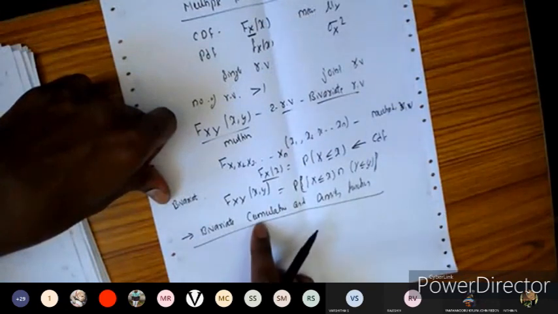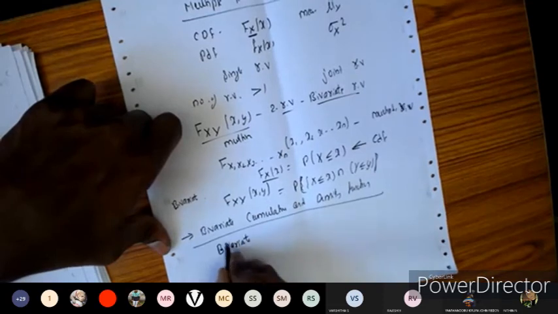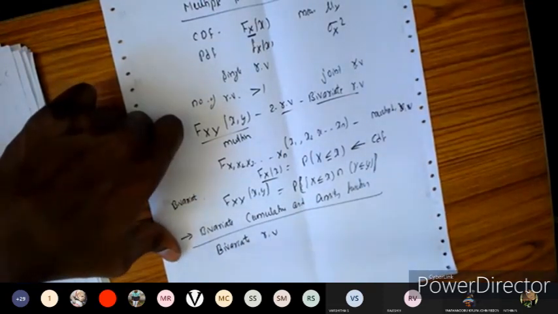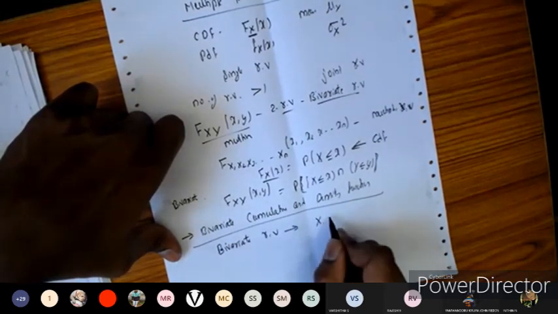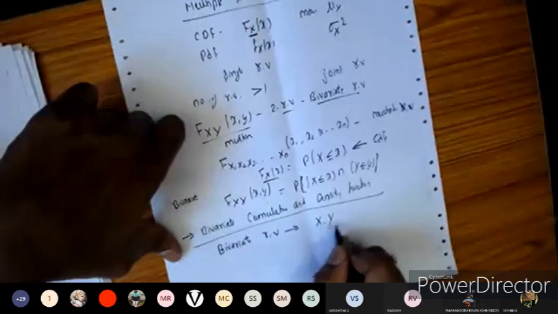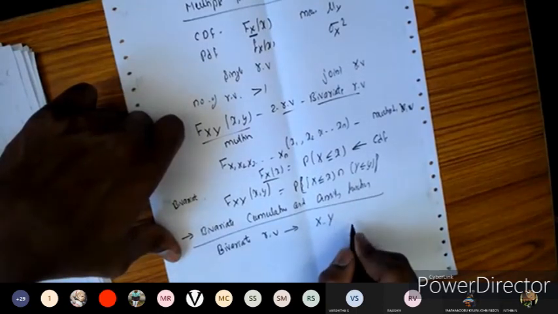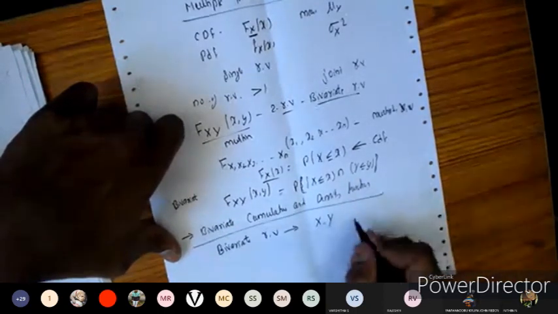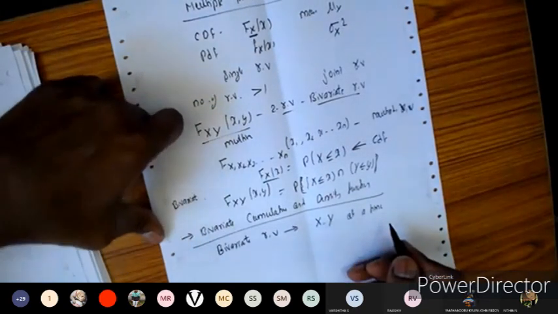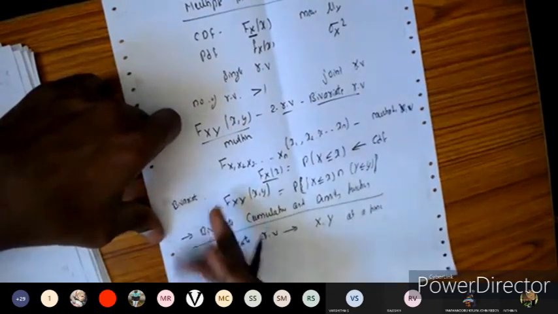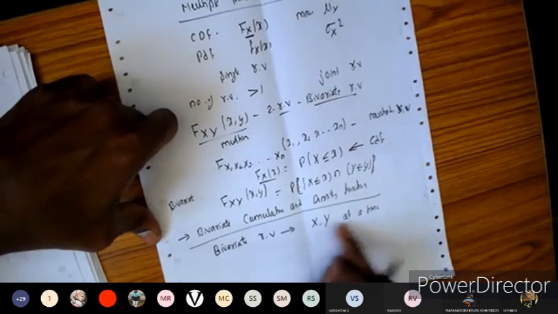Okay, so what is the meaning of bivariate random variable? Suppose we consider two random variables, x and y, as the product or as the intersection. We call that a bivariate random variable. If we consider the two random variables at a time, then it is called a bivariate random variable. The previous one is a single random variable, and this one is a bivariate random variable.